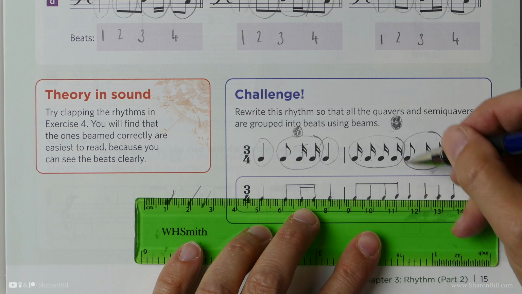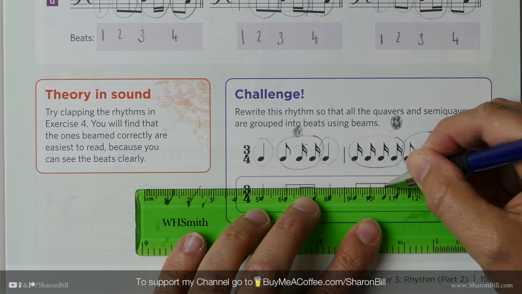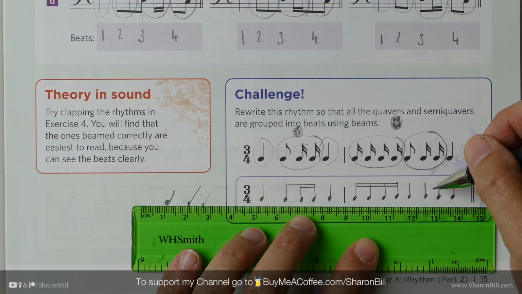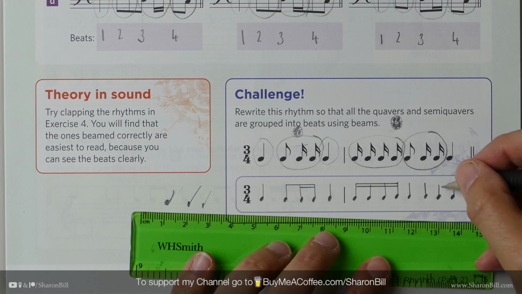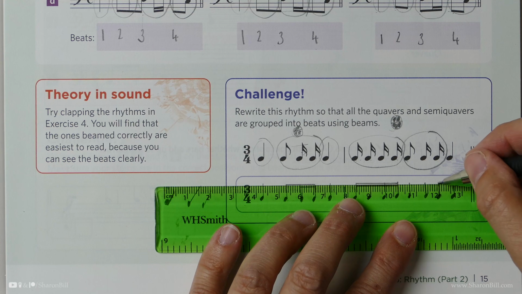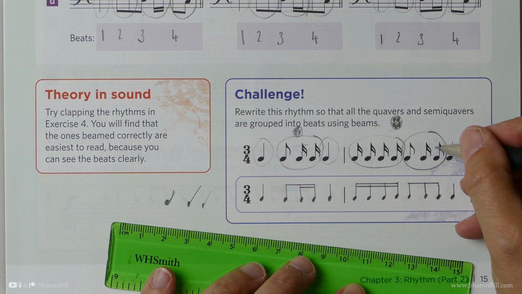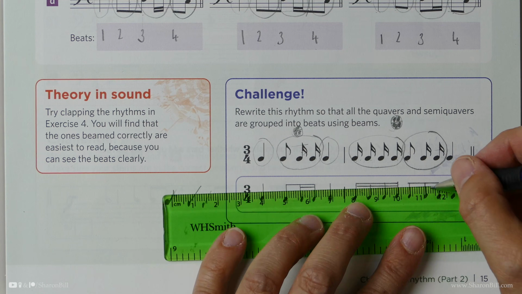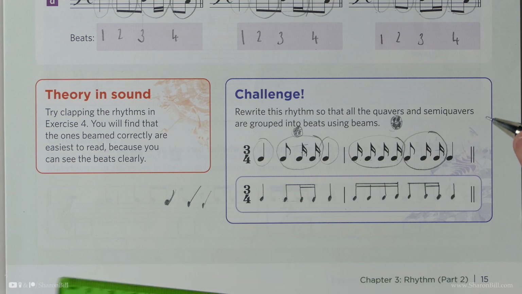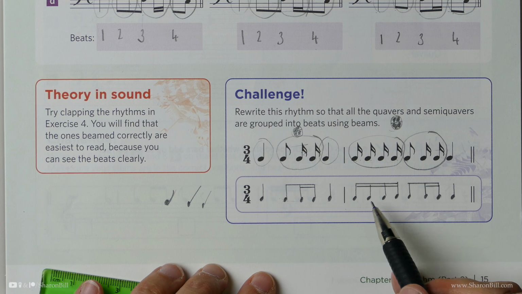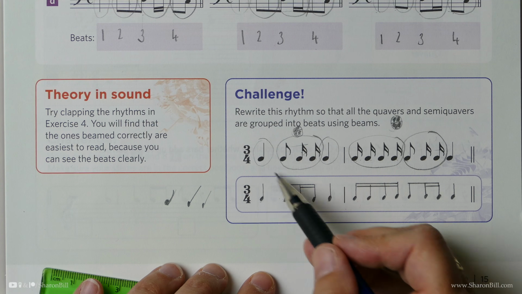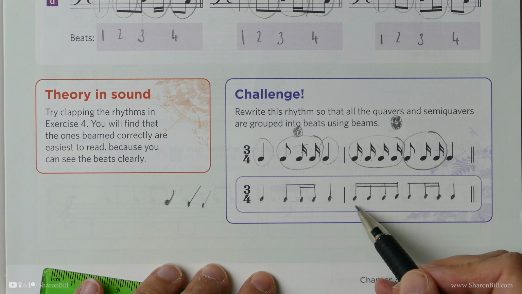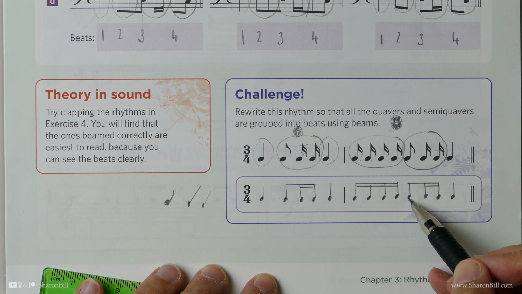And these are all semiquavers, so we need 2 beams all the way through. And then we have these 3 beamed together. That's a bit short. There we go. And these last 2 need another beam. And you can see straight away how much easier that is to read. 1, 2 and a 3. You can see beat 1, beat 2, beat 3. 1 e and a 2 and a 3.